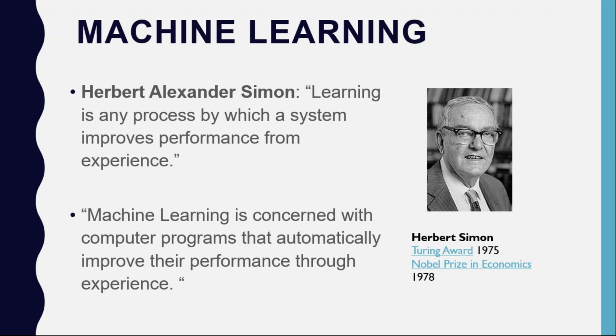So according to the father of machine learning, Herbert Simon, learning is a simple process by which a system improves its performance from experience. Learning is a simple process by which a system is going to improve its performance from whatever experience we gain. That's what we call human learning. And machine learning is concerned with computer programs that automatically improve their performance from experience.